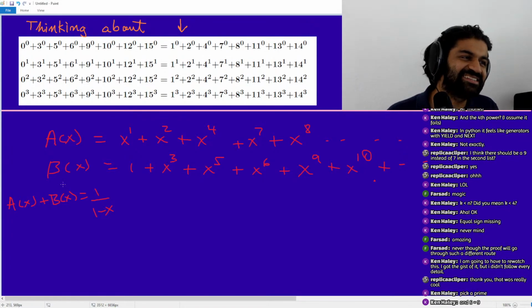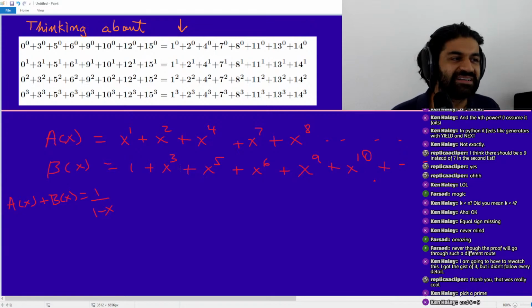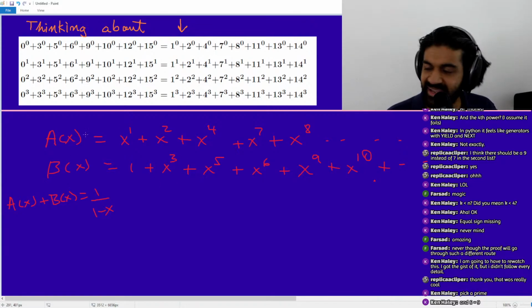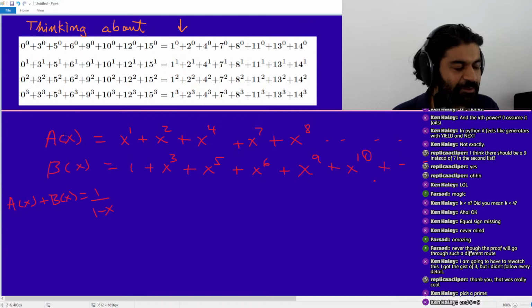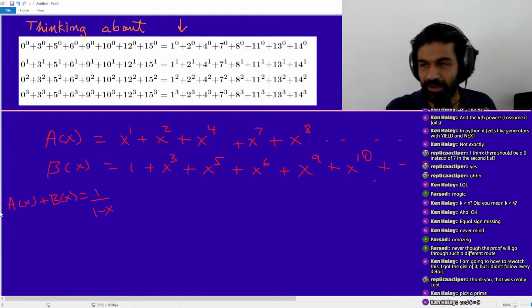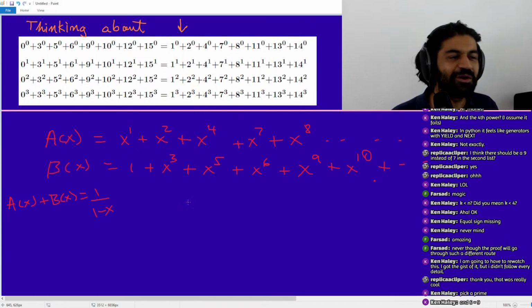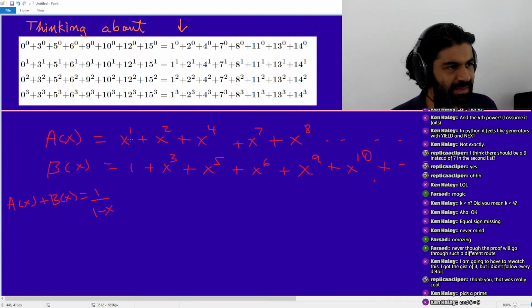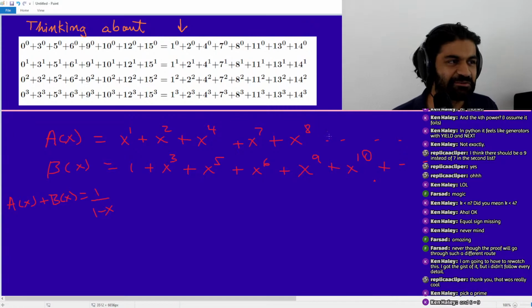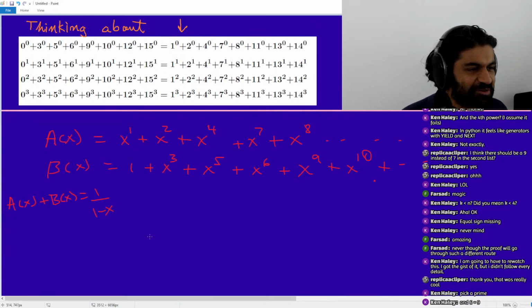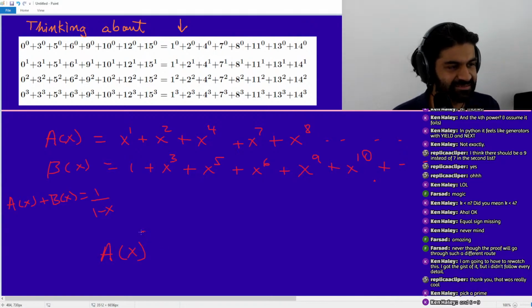We would like to study all of the possible pairwise sums from A and all of the possible pairwise sums from B. What are all the pairwise sums from A? So the pairwise sums from A are like 1 plus 2 and 1 plus 4 and 1 plus 7 and 1 plus 8, but also 2 plus 4 and 4 plus 7 and 7 plus 8. So it kind of feels like what I should be doing is squaring AX, right?